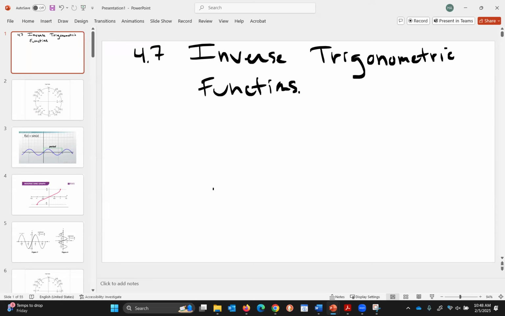4.7. Inverse trigonometric functions. First things first, what in the world is an inverse? Inverse just means things go backwards. So we good? So let's do some inverse operations real quick here.